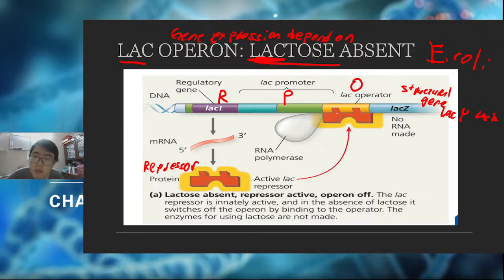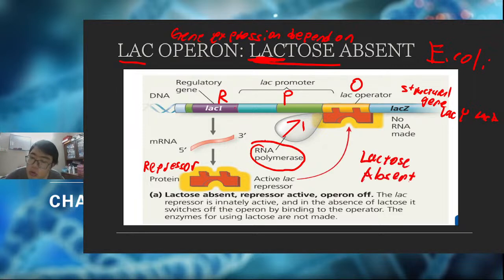Once it binds to the operator, the RNA polymerase cannot bind to the promoter anymore, because the promoter is right here. So when lactose is absent, the operon is switched off, as RNA polymerase cannot bind toward the promoter. This is what happens when lactose is absent.